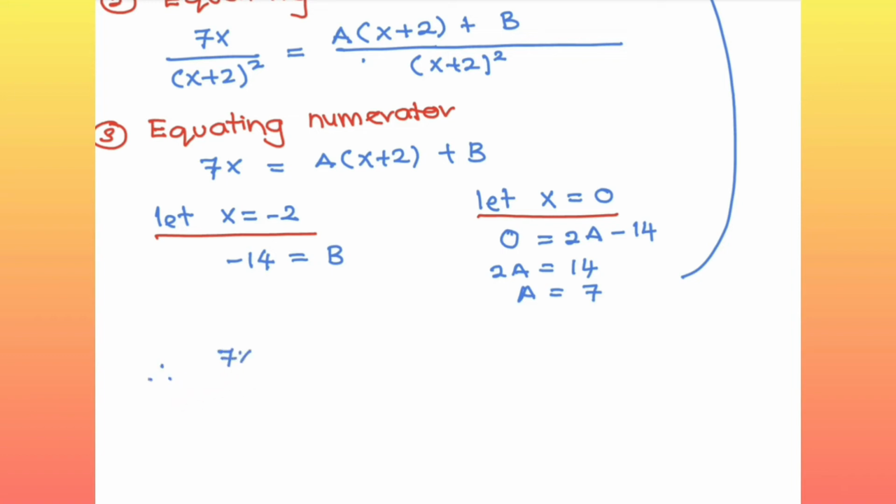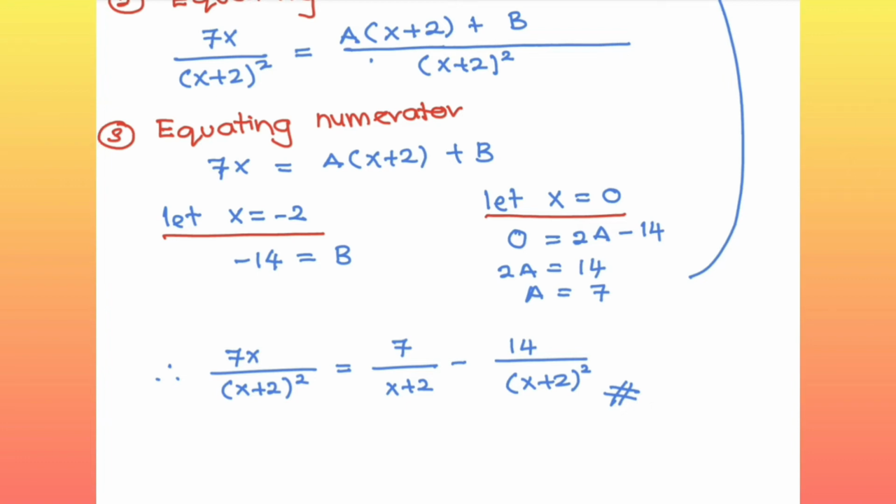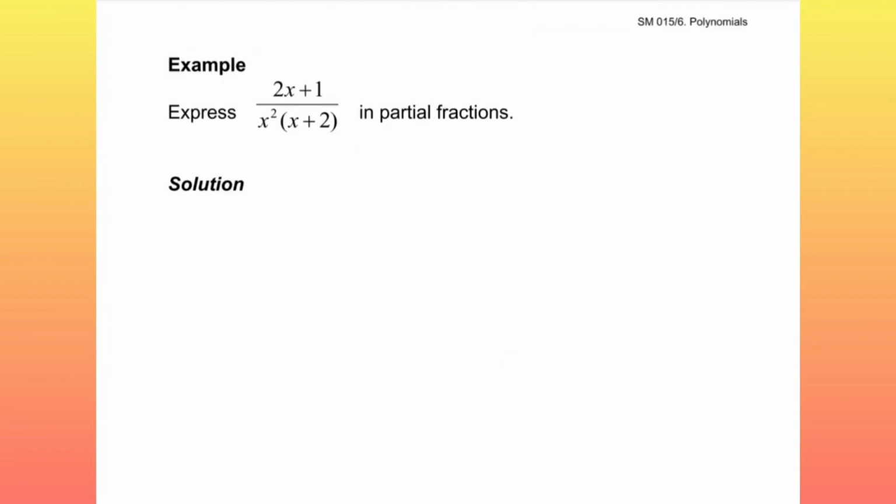Okay, 7x over x plus 2 square is equal to a. A is 7 over x plus 2. Okay, plus b. b is negative 14, so negative 14 over x plus 2 square. Okay, this is our partial fraction. Okay, let's see the other example.